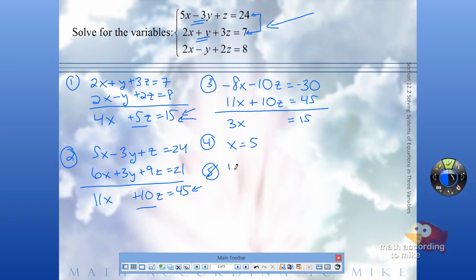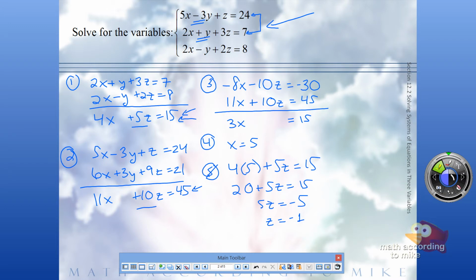I'm going to say 4 times 5 plus 5z equals 15. Again, it does not matter which one you pick. So it'd be 20 plus 5z equals 15. 5z equals -5. So z is -1. I'm going to highlight these as we go. So there's our x, there's our z.